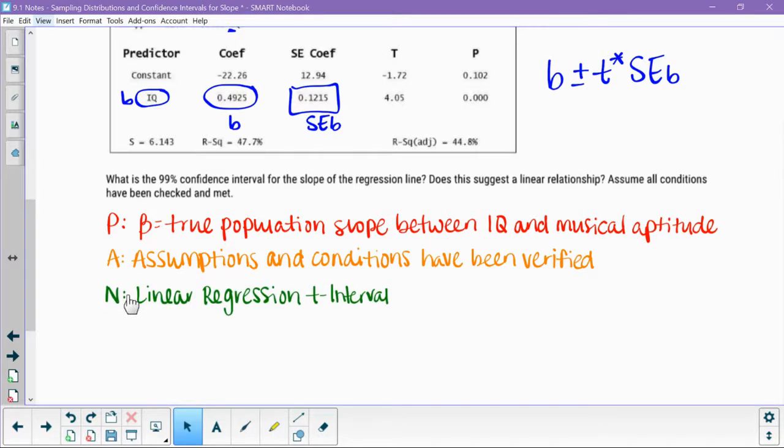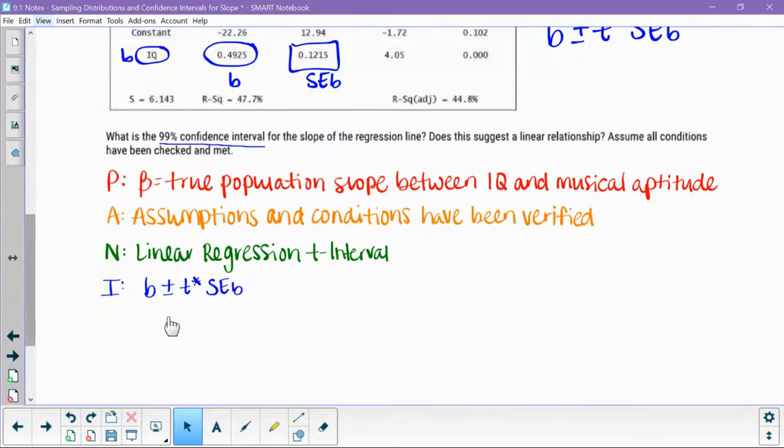The name of the test is a linear regression T interval. Now we are going to go through the process of calculating the confidence interval given this computer regression. Really, the only thing I need is T star, and that is something we've done before. So I have b plus or minus T star, standard error of b.